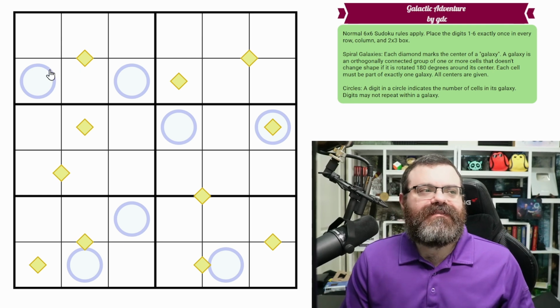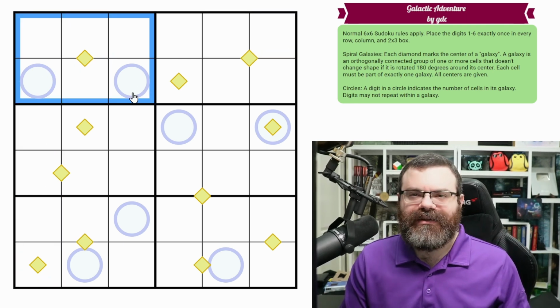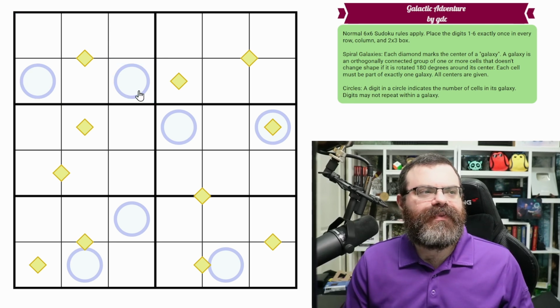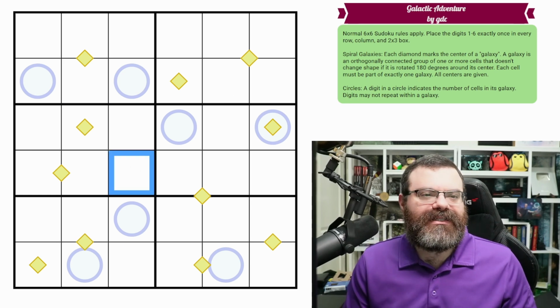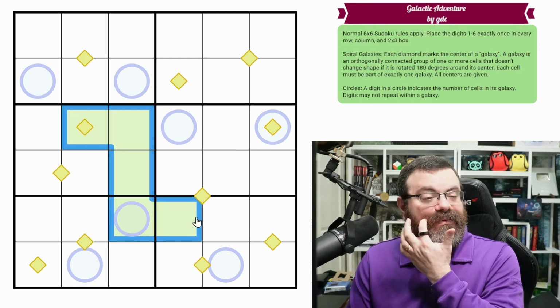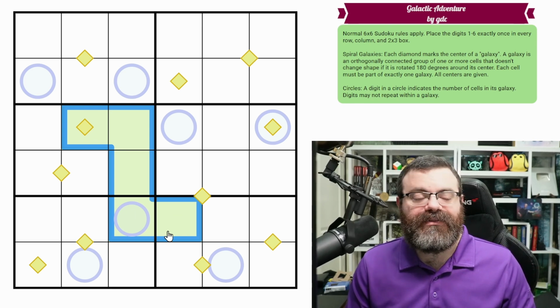We do have normal 6x6 Sudoku rules, so in each row, each column, and each 2x3 box, we are placing the digits 1 to 6 exactly once each. All right. So we're going to be drawing galaxies in the grid. I'm just going to pick somewhere random for now. Let's say this is the center of our galaxy. We need to be able to rotate the galaxy 180 degrees and have it be identical. So it has to be symmetric over the 180 degree rotation.